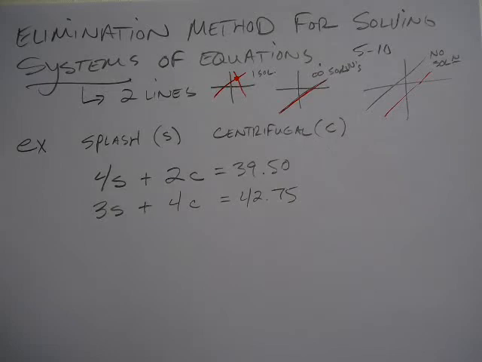Now, we want something to cancel. Isn't that sort of a common thing for us here in algebra, trying to cancel stuff? So we want to try to make something even but opposite. Now, I can either cancel the S's or I can cancel the C's. It doesn't really matter. One would be less work than the other. You say C? I would agree.